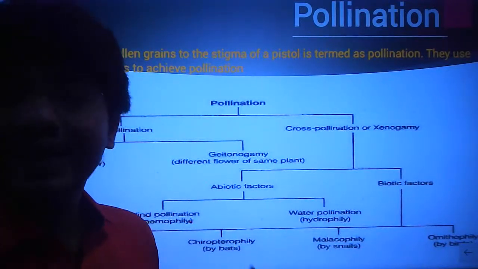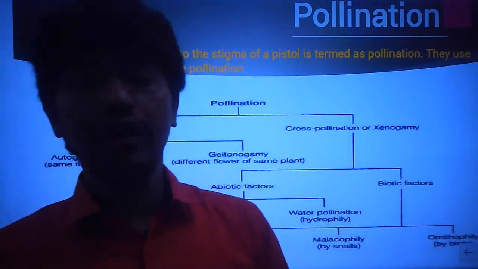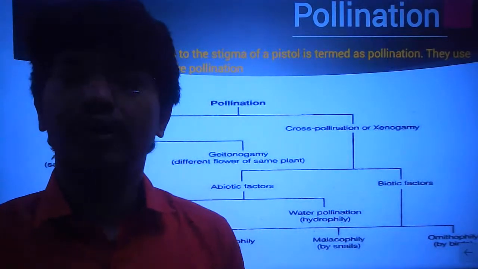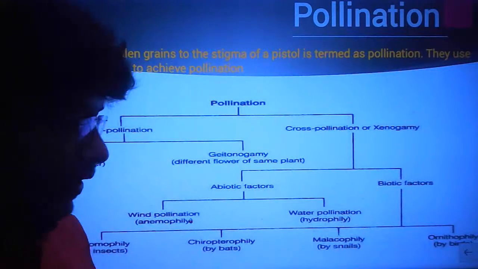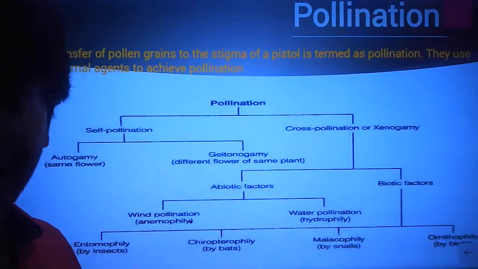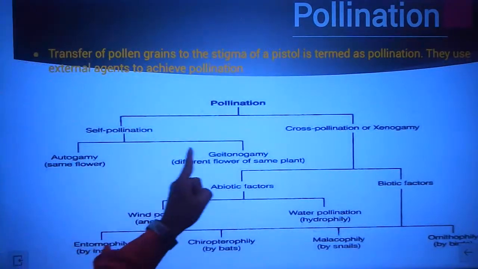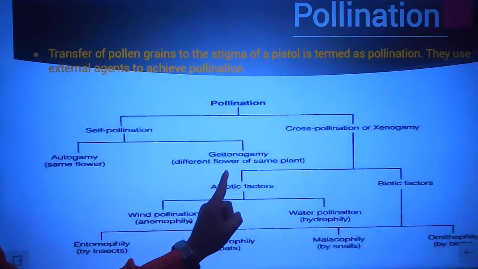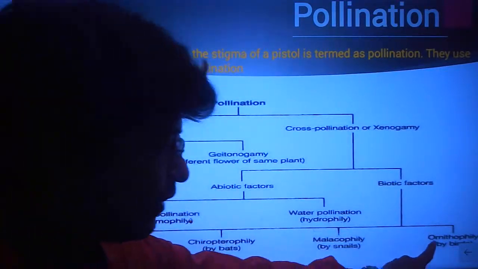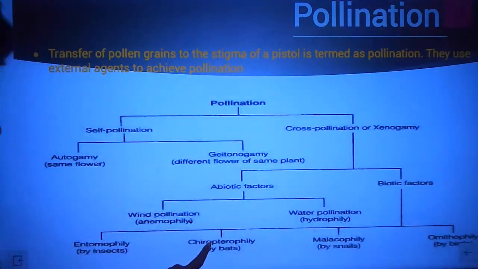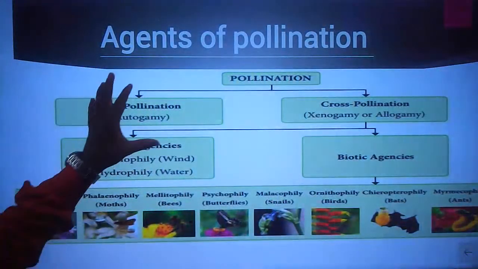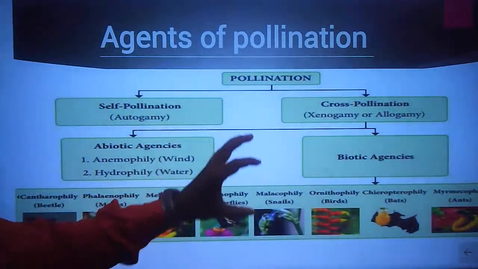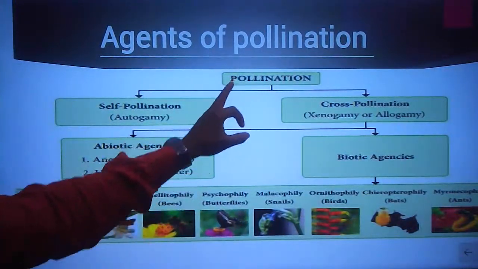We're going to discuss the characteristic features or adaptations of wind pollination, as well as water pollination, very shortly. But in this part, you should be very careful with the difference between autogamy and geitonogamy, and the terms ornithophily, malacophily, chiroterophily, entomophily. The terms are very important.